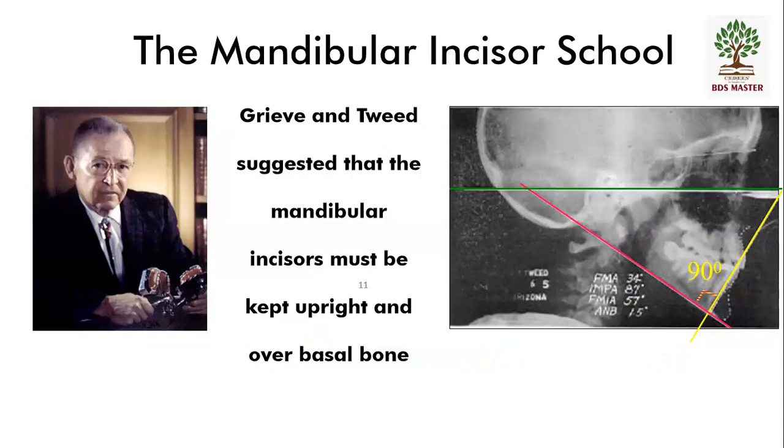incisors are always given. If you look at literature, if you look at orthodontists speaking about the lower incisor MP all the time, especially in terms of pre and post treatment, this is basically because of the mandibular incisor school, where they said that the incisor must be kept upright over the basal bone. So what was your IMPA angle? Does somebody remember? It's also there in the picture.